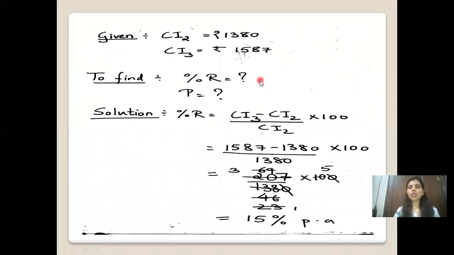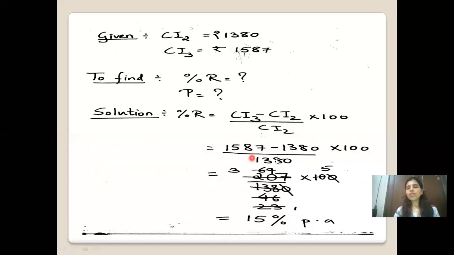So what you have to do is you have to write the given thing. CI2 is rupees 1380, CI3 is rupees 1587. Percent rate you have to find, and you have to find P. Now you use the formula percent R is equal to CI3 minus CI2, which will be in the numerator, into 100 upon the preceding year. So second year is the preceding year, so it will be upon CI2. So 1587 minus 1380 into 100 upon 1380.